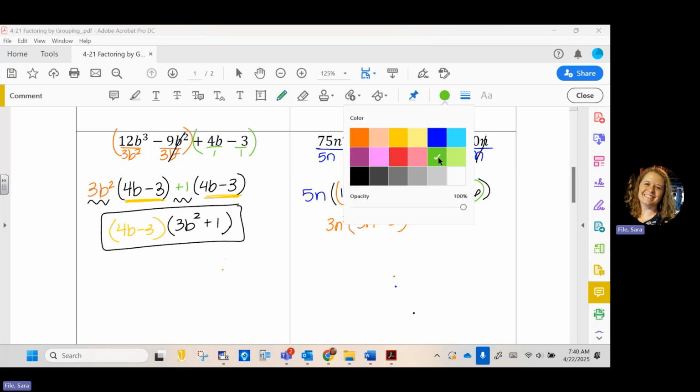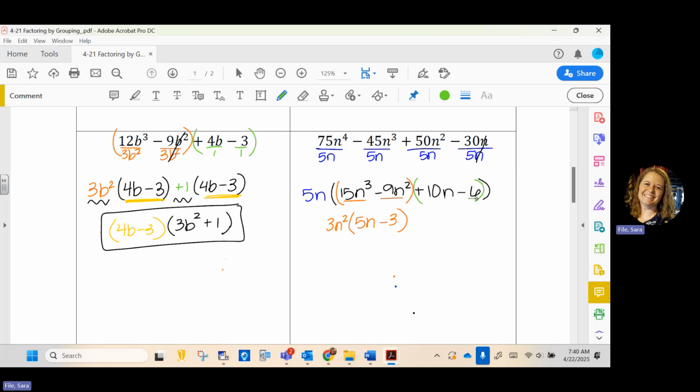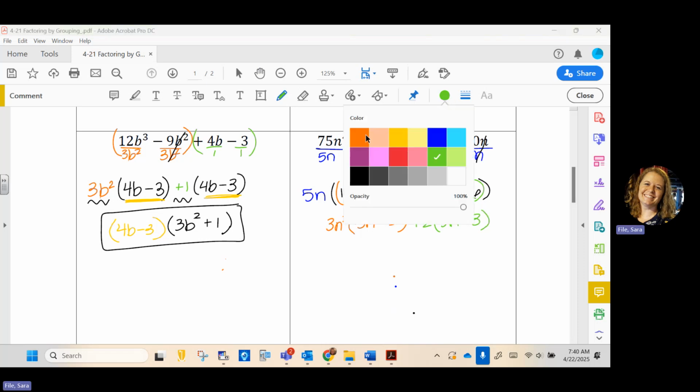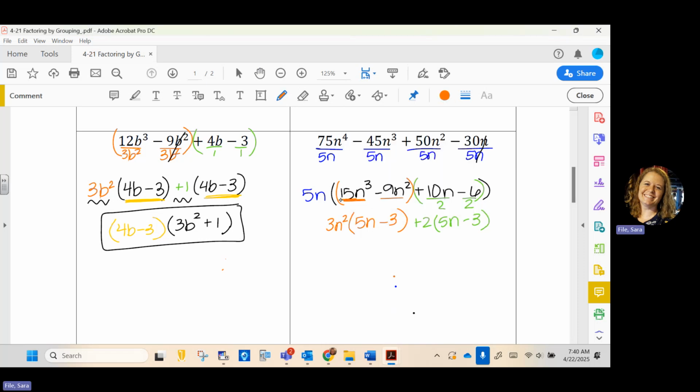And then in green, what could I divide both 6 and 10n by? Just a 2. So a positive 2. So I'm going to put the plus 2. And that would leave me with 5n minus 3. I forgot to show the division up here. Oh, I drew the line, I just didn't put 3n squared. There we go. All right.